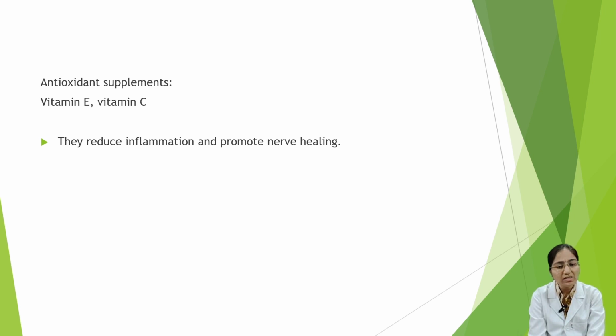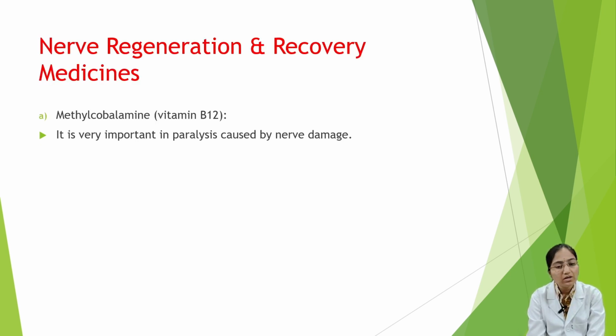Next, antioxidant supplements, that is vitamin E and vitamin C. They reduce inflammation and promote nerve healing. Then nerve regeneration and recovery medicines. First one is methylcobalamin, that is vitamin B12. It is very important in paralysis caused by nerve damage.